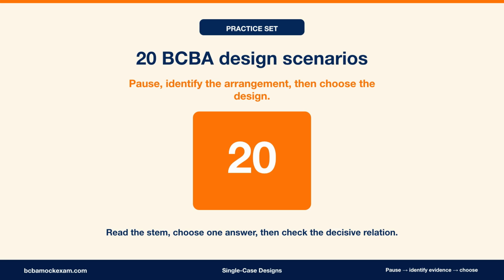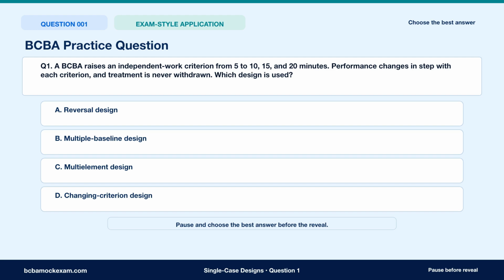Choose one option before the explanation compares all four against the experimental logic in the stem. Question 1. A BCBA raises an independent work criterion from 5 to 10, 15, and 20 minutes. Performance changes in step with each criterion, and treatment is never withdrawn. Which design is used? A. Reversal design. B. Multiple baseline design. C. Multi-element design. D. Changing criterion design.